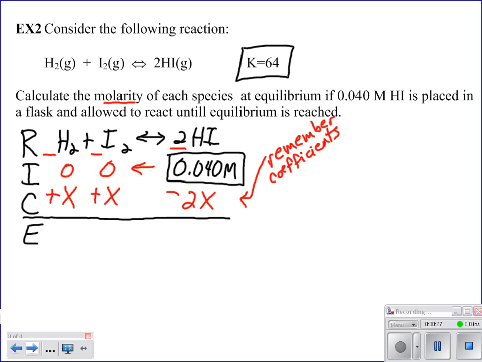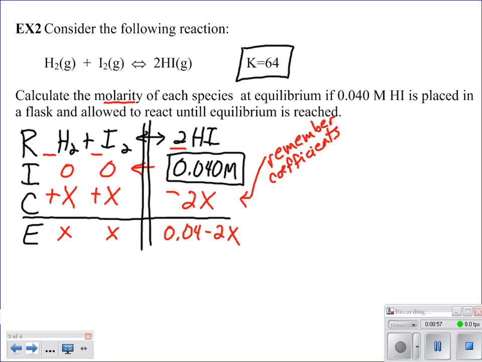So when we go through and work this out, we get x, and we get 0.04 minus 2x. Another way that lots of times makes it a little bit clearer: if you want to do a double line, you'll quite often see a double line down here that separates your reactants from your product. So that's another option for you. Now that we have this all written out, we can go ahead and plug some things in.